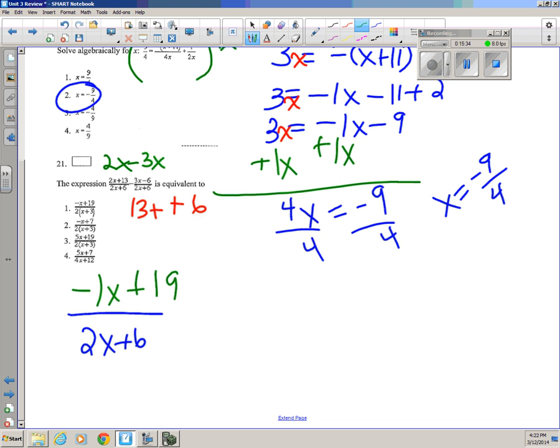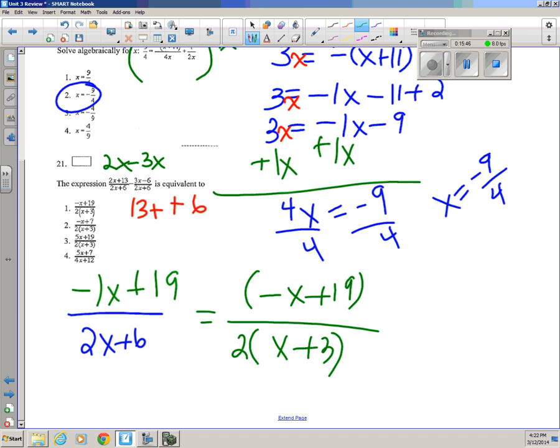So if I'm looking for the equivalent form, I can't factor my numerator, right? Negative x plus 19 is not factorable, but my denominator has a GCF of 2 with an x plus 3 left over, and that looks like it would be choice number 1.